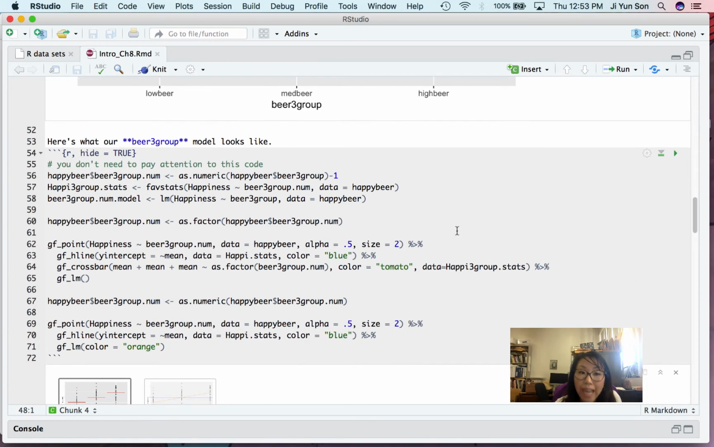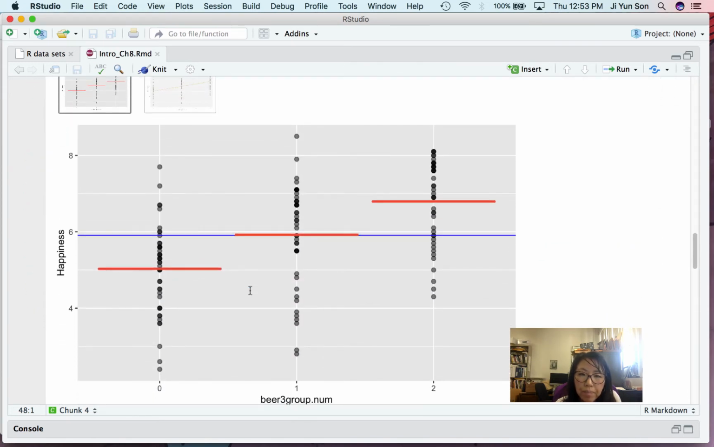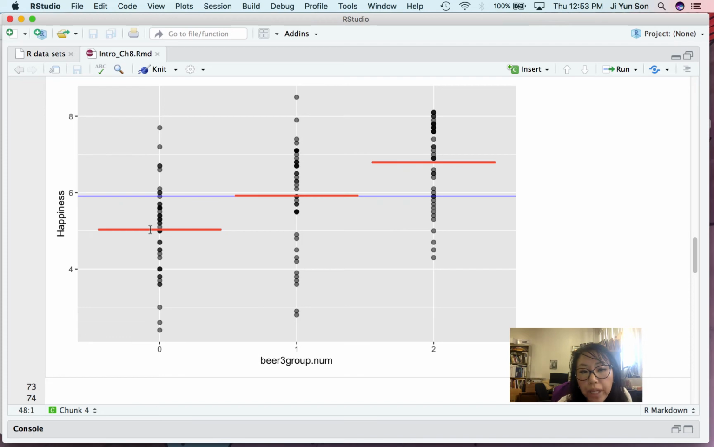All right, so now let's look at what our beer 3 group looks like. You don't need to know this code. This is just my little hack to get the little tomato bars to show up. And here's the thing, take a look. If we looked at the mean of each of these groups, the low beer, medium beer, and high beer groups, we would actually get different means, right? And so if you are a very high beer drinking country, then we should actually guess maybe you're higher in happiness, right? But the empty model doesn't do that. Only the beer 3 group model does that.